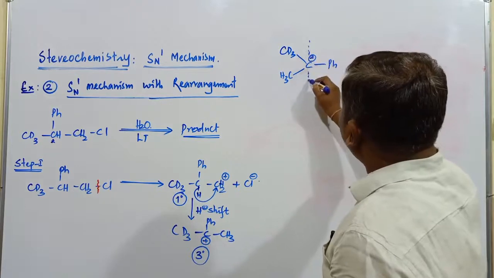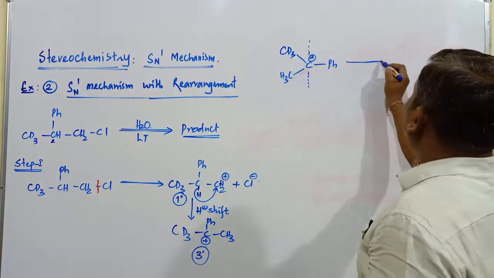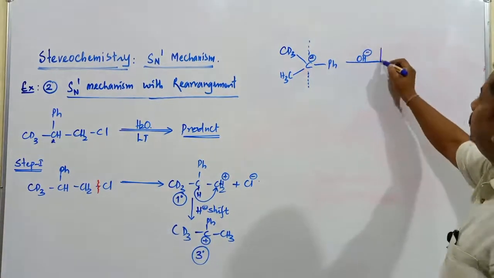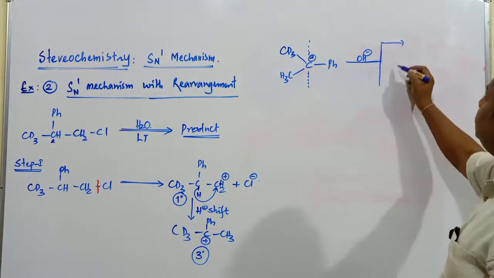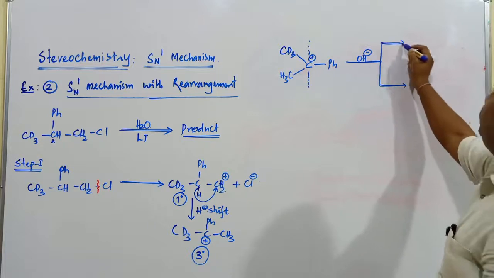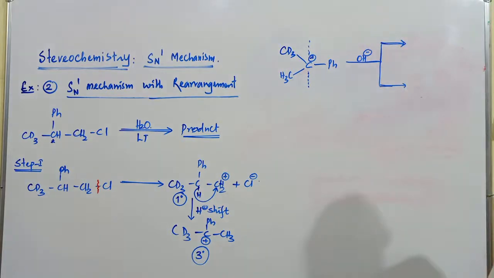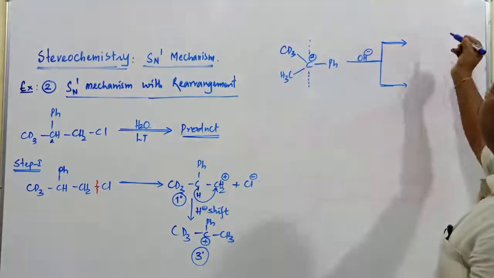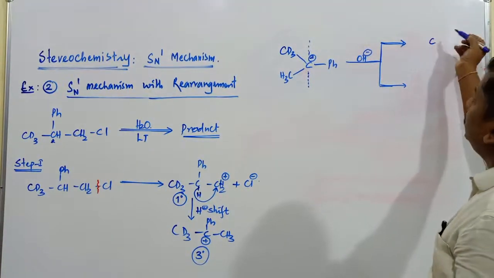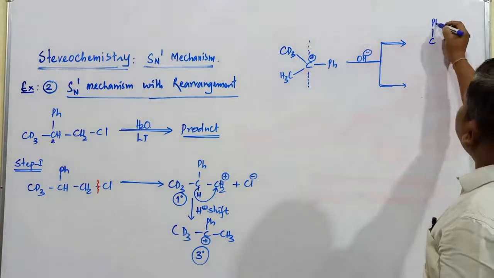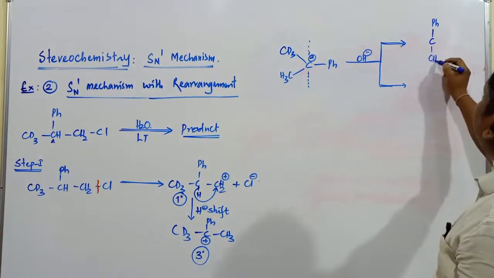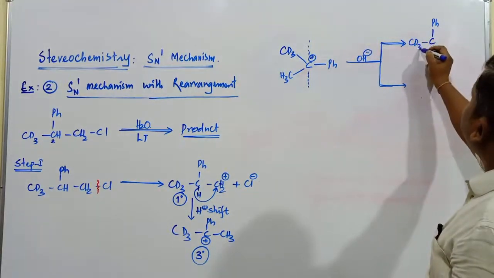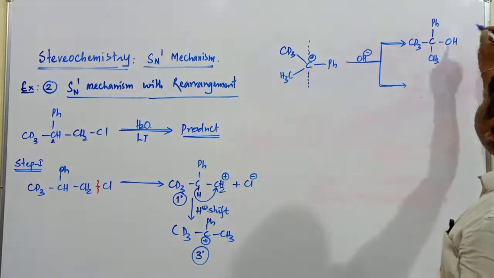Attack of nucleophile takes place. That particular OH minus attacks on two different sides. If the OH minus attacks from the same side as the existing nucleophile, it is commonly called retention of configuration. What should I write here? This is the particular carbon atom, it is the group Ph. This is CH3. Next one is going to be what? It is CD3, and this is the OH group.